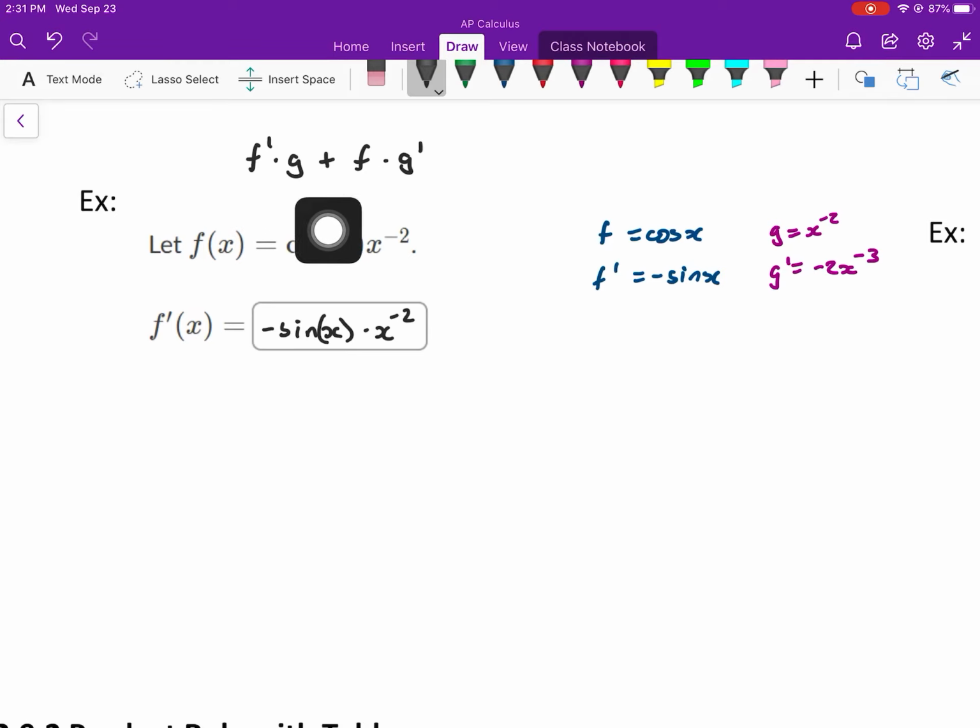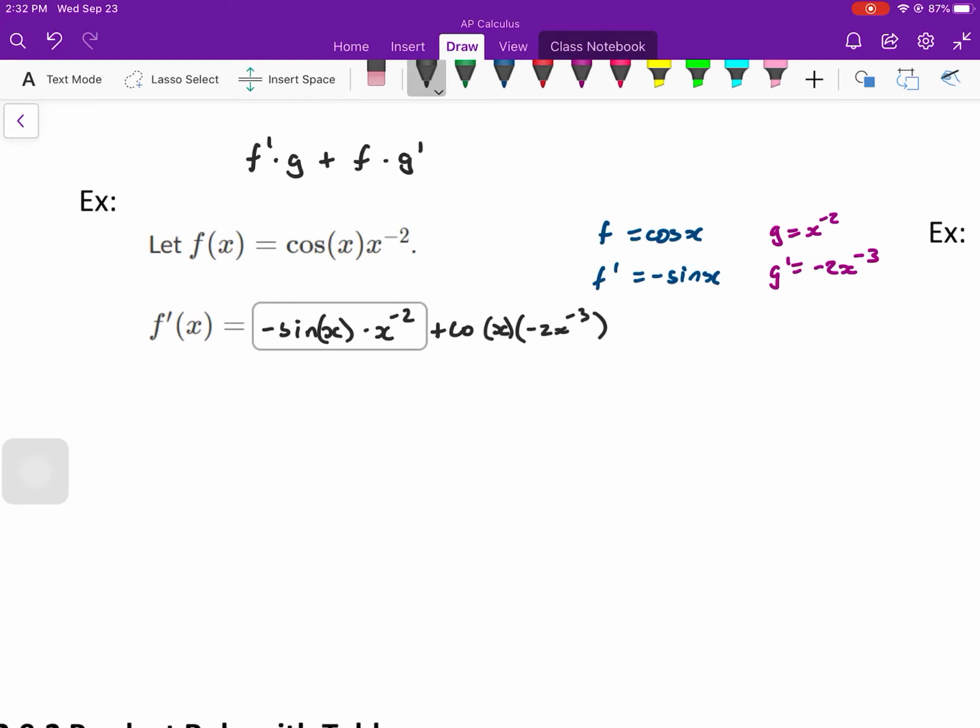Because remember, you have the sine times this, not sine of it. Remember, inside the parentheses is sine of that. And then we'll have plus f times g prime, so that's going to be cosine of x times, and I guess I should have put the parentheses around that x as well. So now simplifying this. That was easy. That's the calculus right there. That's the only thing that's calculus.